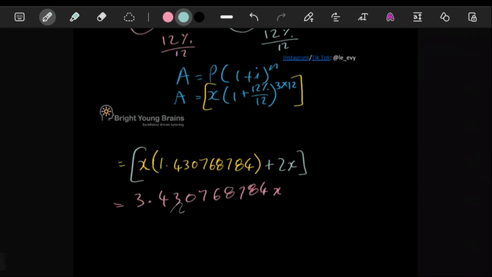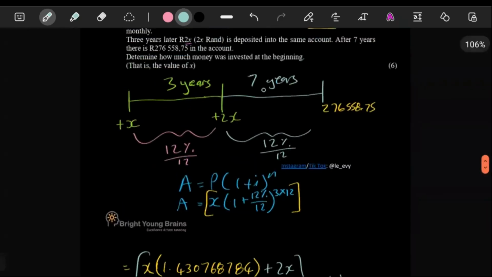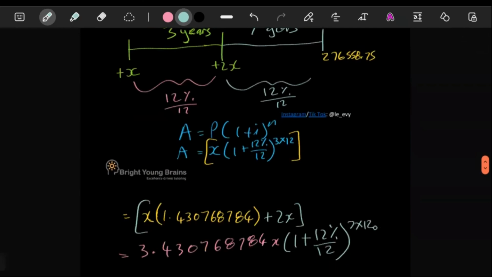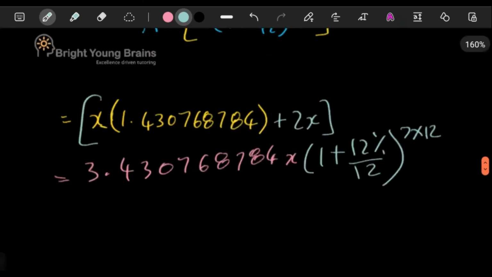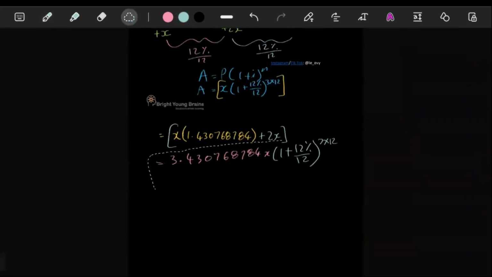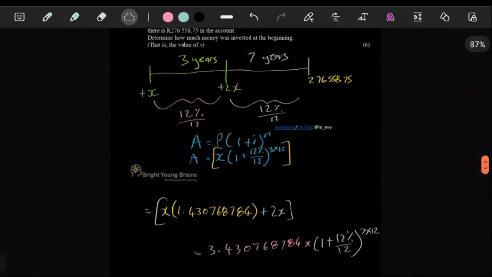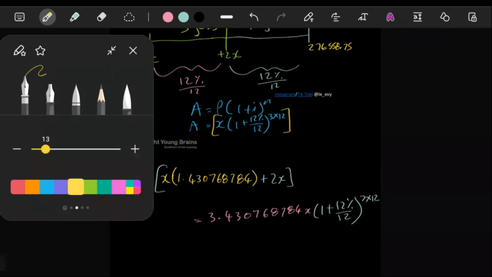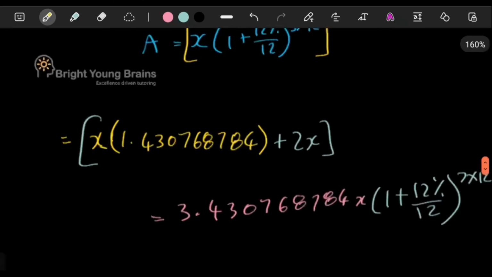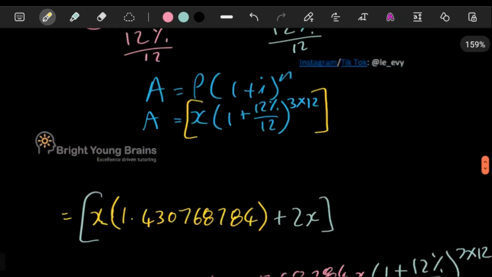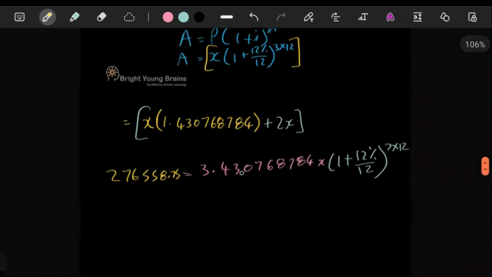What we know is this money here, we are going to put it again into the compound interest formula. It's going to be a value of 4p here. And then our interest rate is still just 12% per annum compounded monthly. But this money is going to sit for 7 years now. 7 years compounded monthly, that's 7 times 12. What they've told us is that when it sits for these 7 years, it is going to accumulate to 276,558.75. So this is equal to 276,558.75. During this 7-year period, it's going to sit there and add up to this.